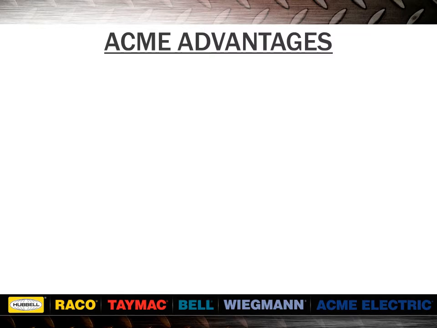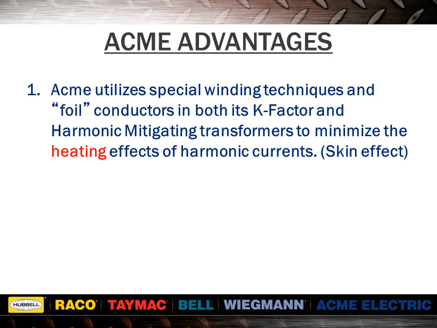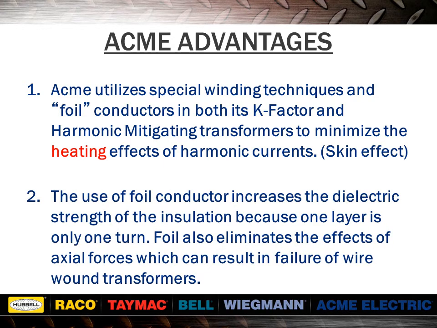Acme transformers have definitive advantages. Acme utilizes special winding techniques and foil conductors in both its K-factor and harmonic mitigating transformers to minimize the heating effects of harmonic currents. The use of foil conductor increases the dielectric strength of the insulation because one layer is only one turn. Foil also eliminates the effects of axial forces, which can result in failure of wire-wound transformers.